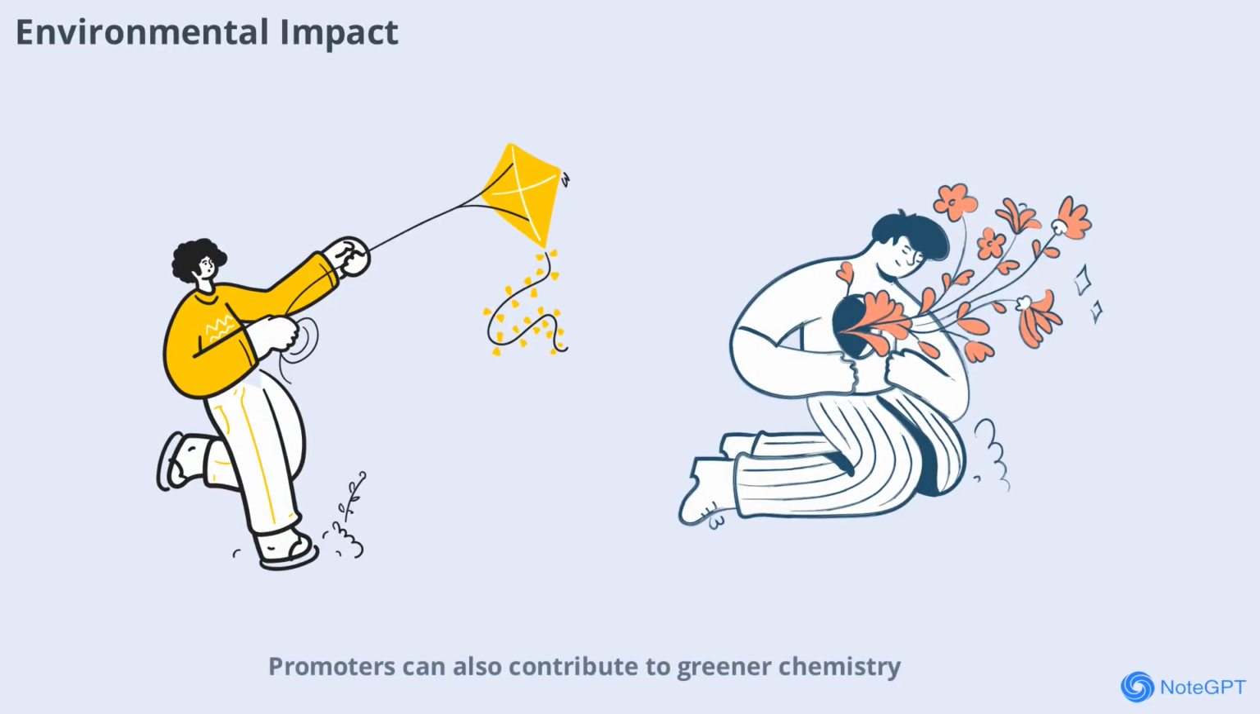Promoters can also contribute to greener chemistry. By making catalysts more efficient, they help reduce energy consumption and minimize waste. This is particularly important in large-scale industrial processes, where even small improvements can lead to significant environmental benefits. The development of new promoters is a key part of the effort to make chemical manufacturing more sustainable.